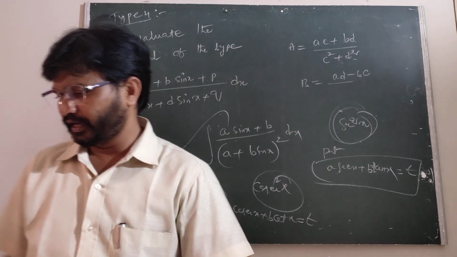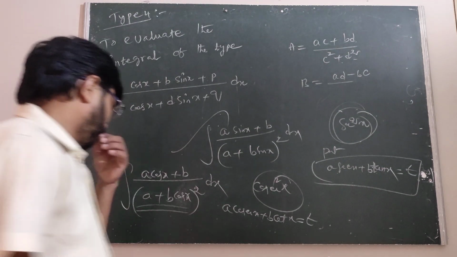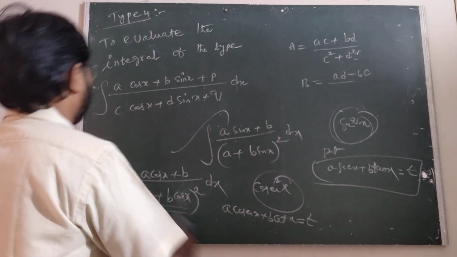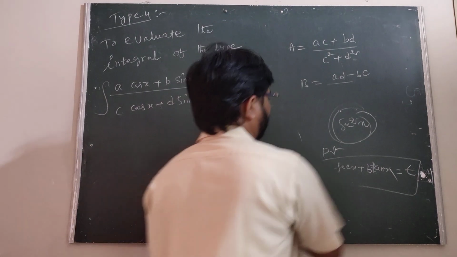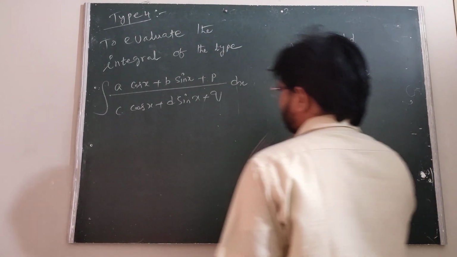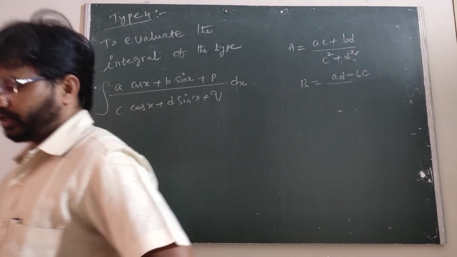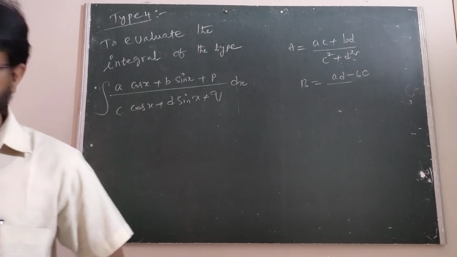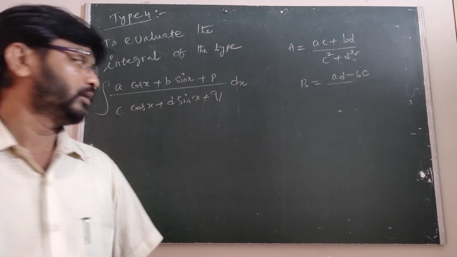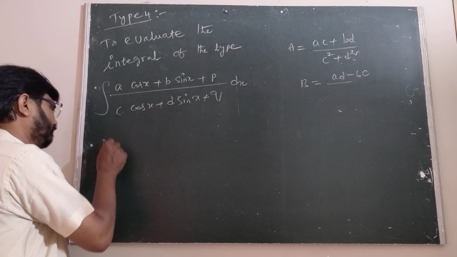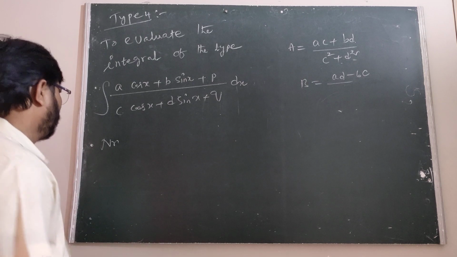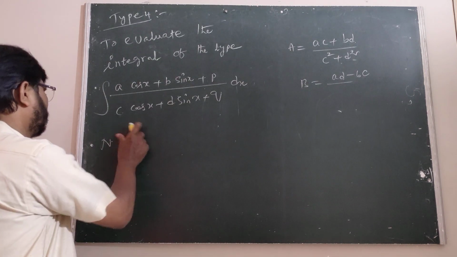t. Okay, today we are going to discuss the type 4. This is one of the very important types for 7 marks questions. So please listen carefully here. The numerator, we can take the numerator.